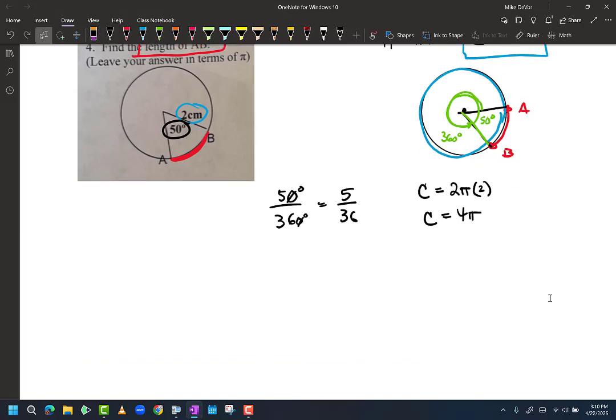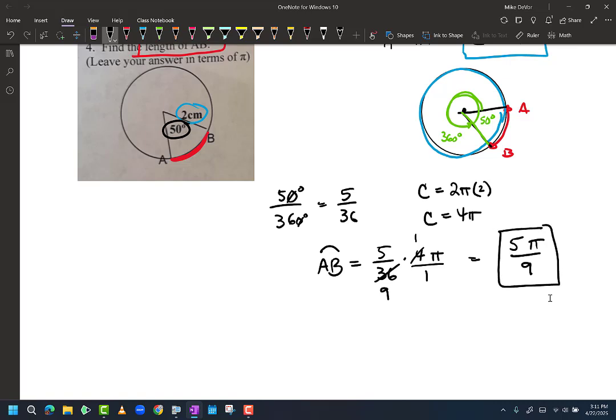So let's now put it all together. The arc length of AB is equal to 5/36 times 4 pi. Then we'll just do a little algebra. Let's clean that up. 5 pi over 9, and that's our arc length. Remember, that's the length, okay?